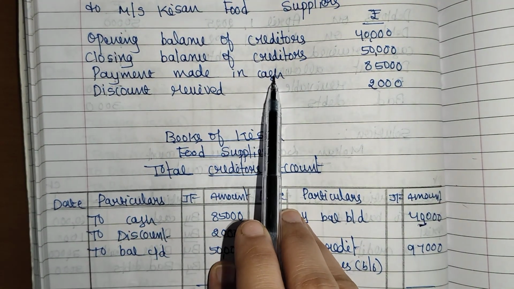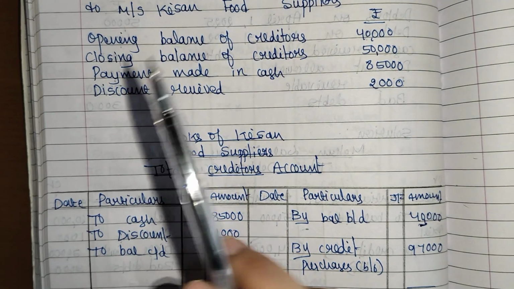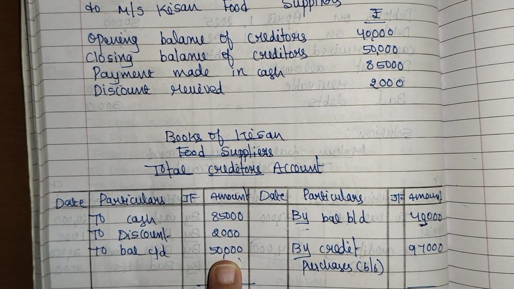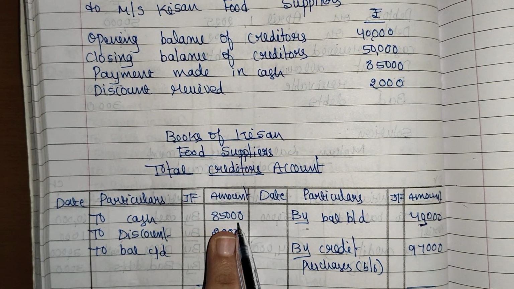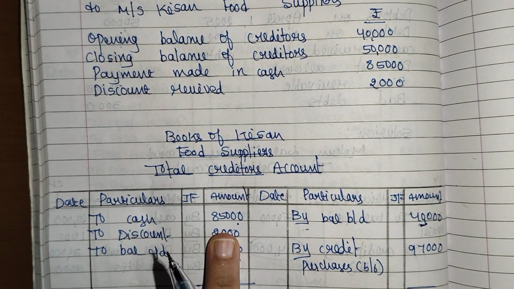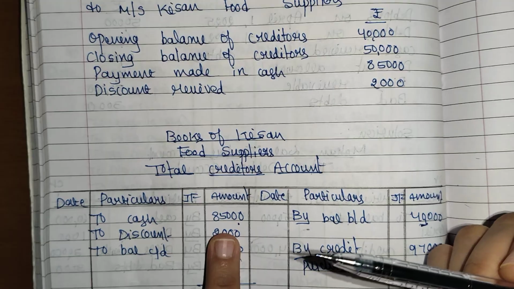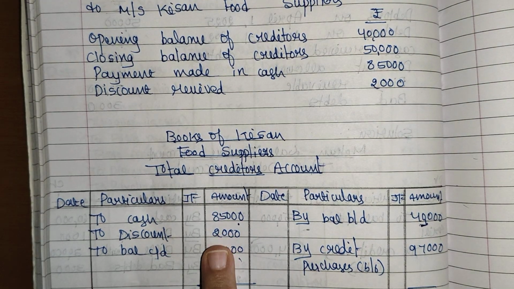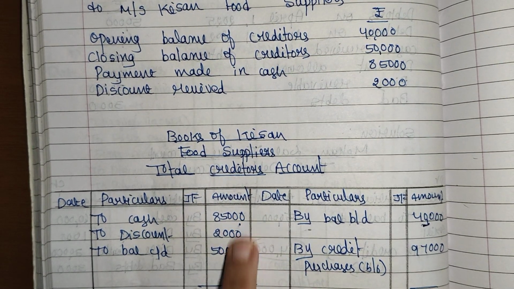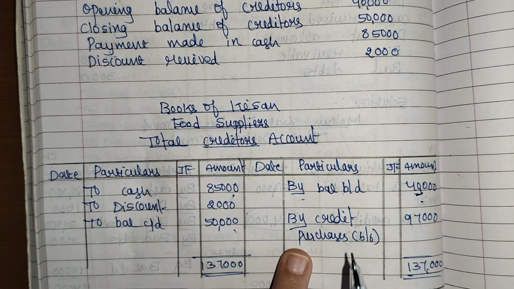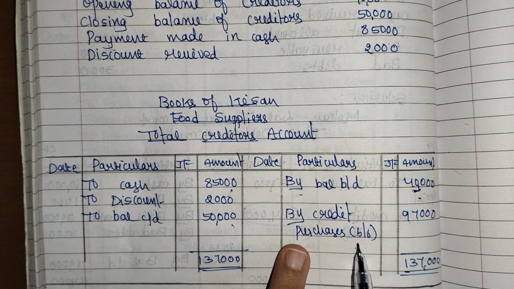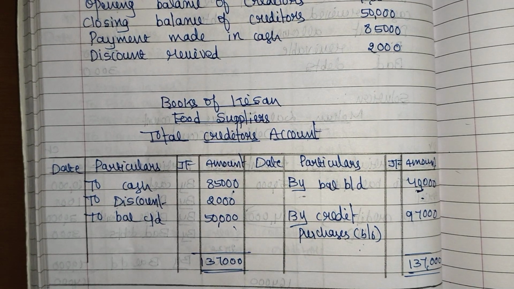Payment made in cash, where we need to enter cash paid: 85,000 on the debit side. Liability reduces. That is 85,000, and discount received. Discount given by whom? By suppliers to the business. Then the business will pay the lesser amount. That is rupees 2,000. Clear? Now the total of these is 1,37,000, deduct 40,000. Then we will arrive at credit purchases, that is 97,000 rupees. 97,000 is our credit purchases.